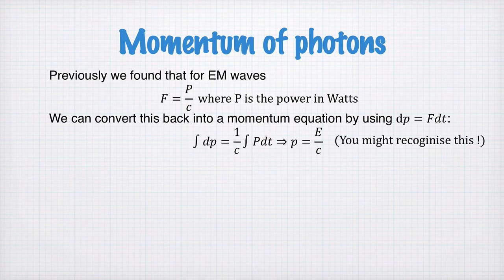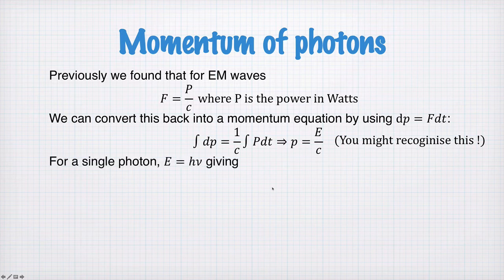And you've seen this before when we were talking in the context of special relativity in the previous part of the course. And you saw that for a massless particle we had that momentum is equal to E divided by c. And so this is true for photons, and so we get that for a single photon with energy given by Planck's constant times the frequency, we have momentum is h nu on c, which is equal to h divided by the wavelength. And so this is the momentum in a single photon.